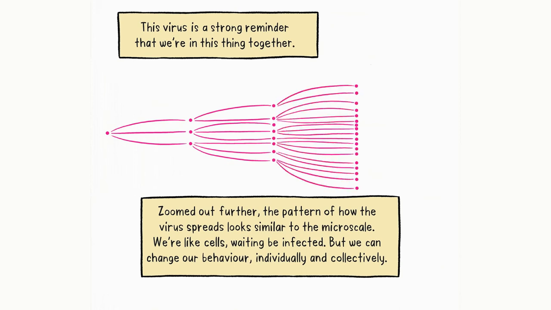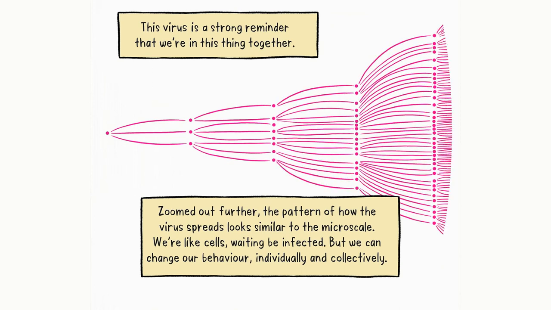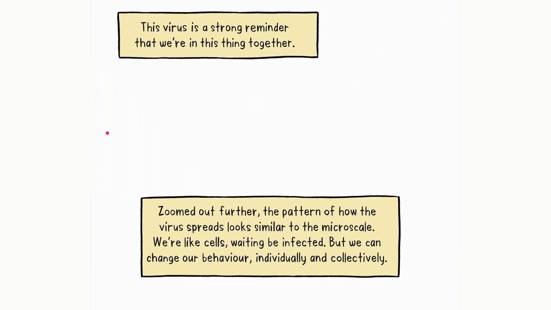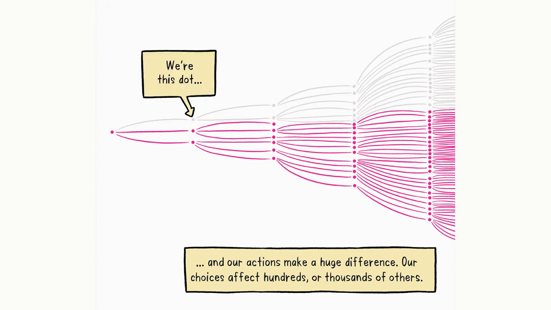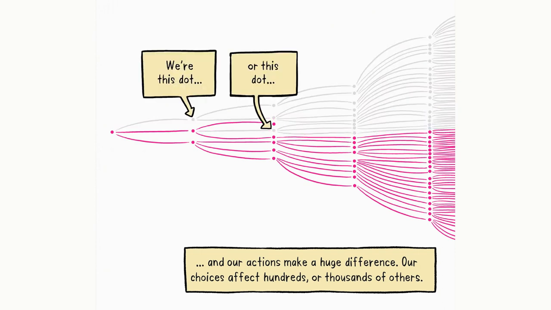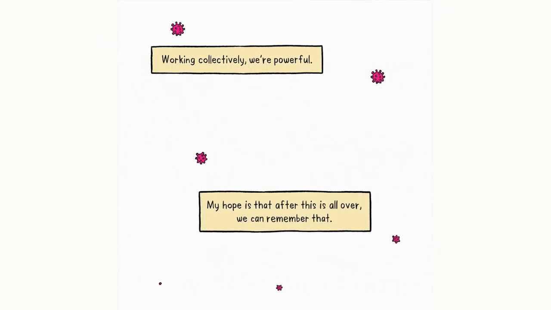Zoomed out further, the pattern of how the virus spreads looks similar to the micro scale. We're like cells waiting to be infected, but we can change our behavior individually and collectively. These points are us, and our actions make a huge difference. Our choices affect hundreds or thousands of others. Working collectively, we're powerful. My hope is that after this is all over, we can remember that.